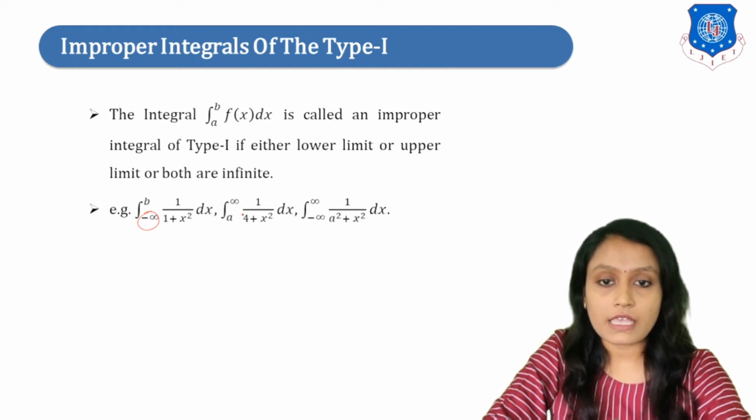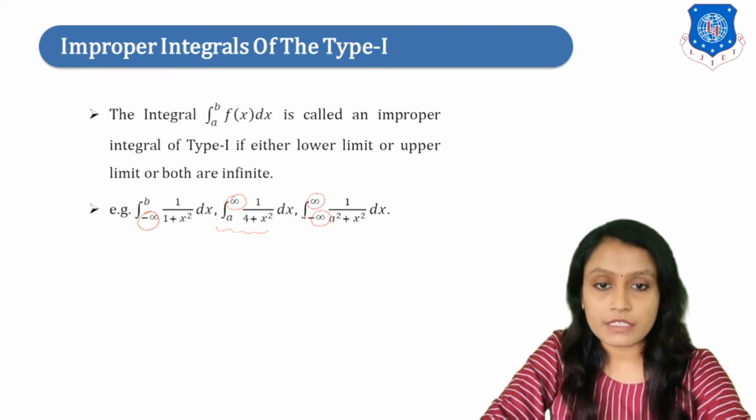Now in the second example, you can see infinity in the upper limit. Okay, so this is an improper integral of type 1. Also in this integration, you can see infinity in both the limits, right? So this is also an improper integral of type 1.